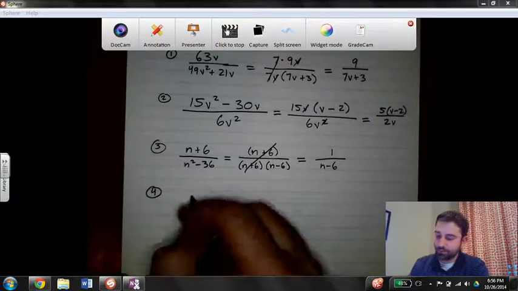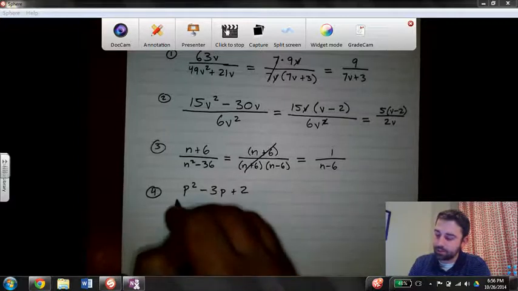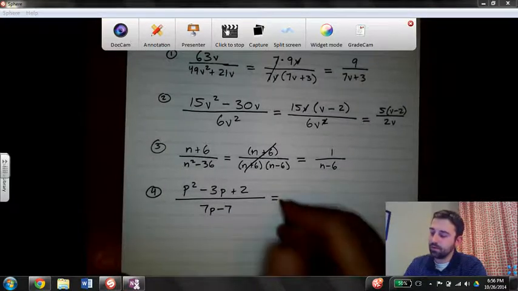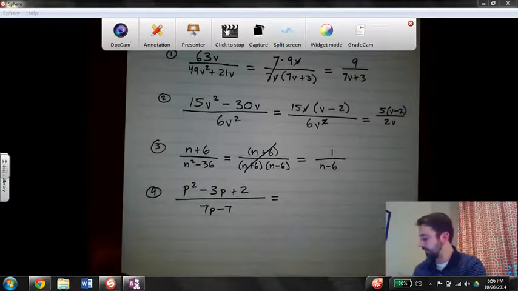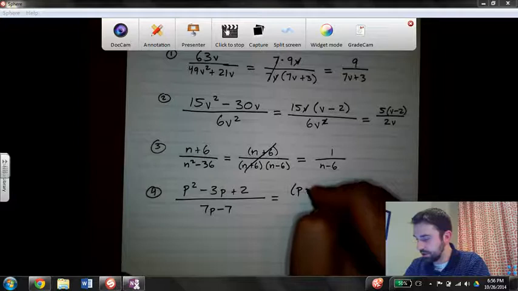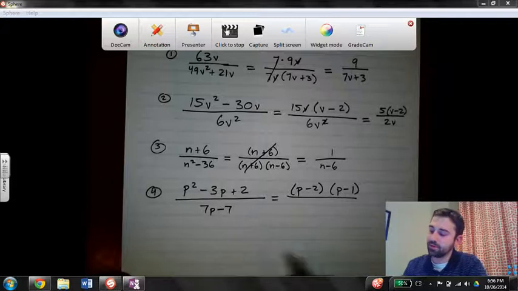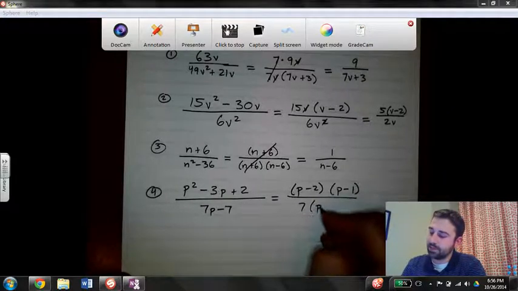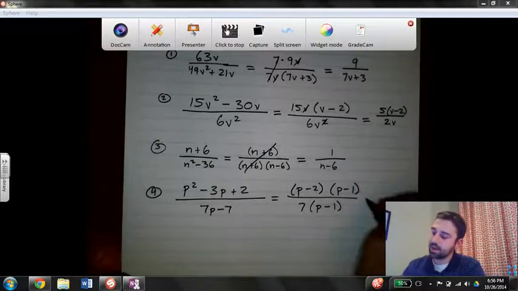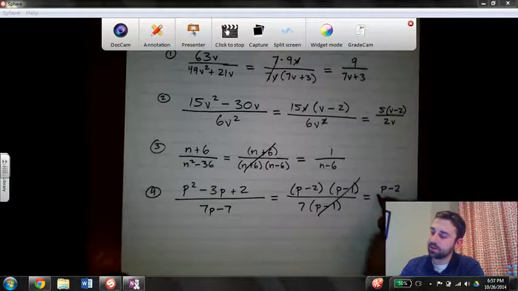Final example, p squared minus 3p plus 2, all divided by 7p minus 7. In the numerator, I can factor this expression into p minus 2 and p minus 1, and then I can factor the denominator into 7 times p minus 1, because I can factor out a greatest common factor between the two terms, that's 7. And then notice that this p minus 1 and p minus 1 factors will cancel, leaving me with p minus 2 divided by 7.